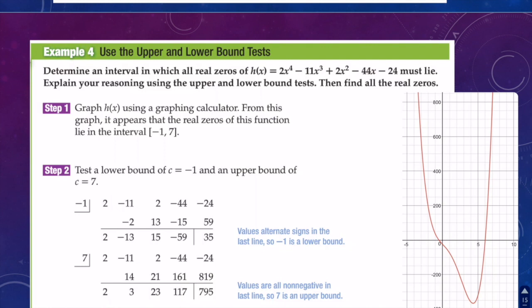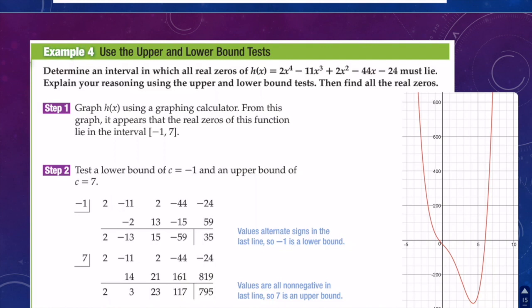Okay, here's example 4, and it's talking about let's use the upper and lower bound tests. Determine an interval in which all real zeros of h of x equals 2x to the 4 minus 11x to the 3 plus 2x squared minus 44x minus 24 must lie. Explain your reasoning using the upper and lower bound tests. Then find all the real zeros. So here are all the steps again. Remember, we're going to graph our polynomial h of x using a graphing calculator. And I've done this, and it's over on the right there in this illustration.